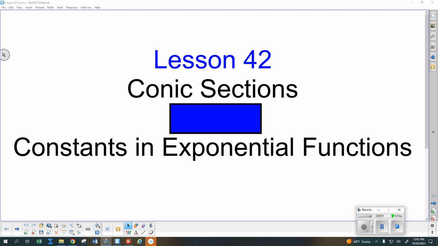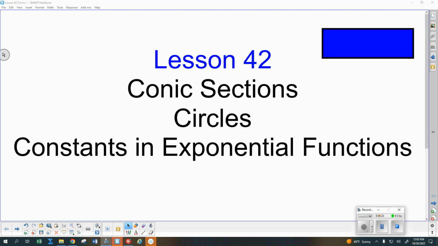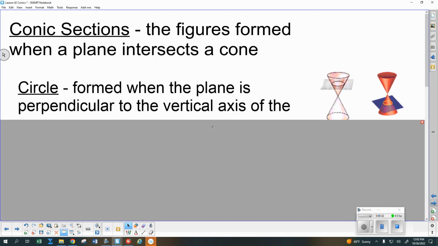Talking today about conic sections first, and then some of our exponential equations and exponential graphs. But conic sections come from taking a cone and cutting sections from that cone in different ways. There are 4 different types. Today, we are only going to focus on circles as far as equations and graphs are concerned. But let's just briefly talk about what the 4 conic sections are.